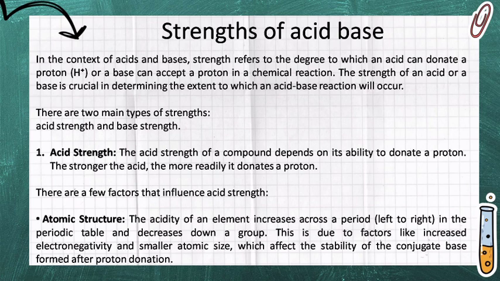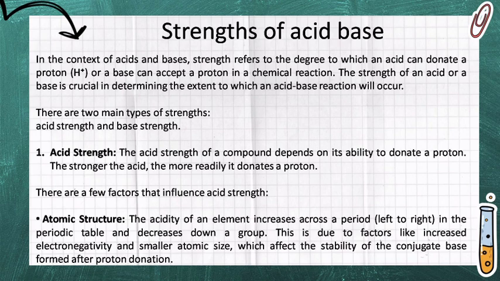In the context of acids and bases, strength refers to the degree to which an acid can donate a proton, H+, or a base can accept a proton in a chemical reaction. The strength of an acid or a base is crucial in determining the extent to which an acid-base reaction will occur. There are two main types of strengths: acid strength and base strength.